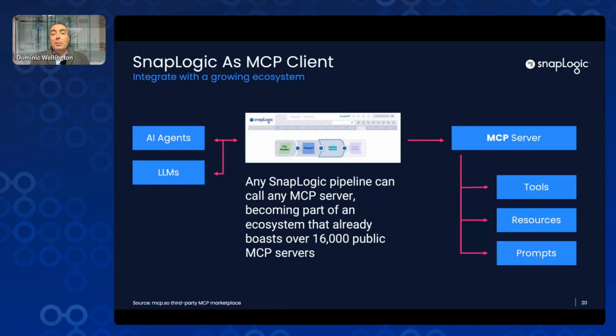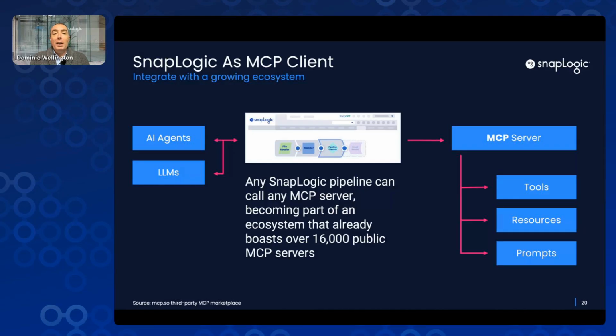But lots of people are building agents outside the SnapLogic platform as well, so it was important to us to integrate within that wider ecosystem. This is a question that's not unique to SnapLogic, of course, and so there is this protocol, the Model Context Protocol, now an open source standard that lets agents call tools, resources, and prompts that are exposed by MCP servers.